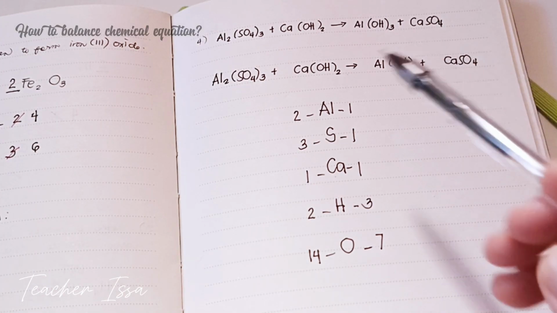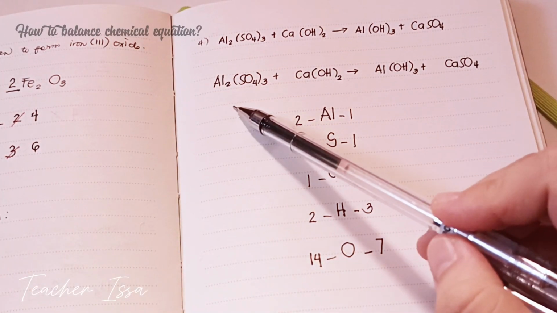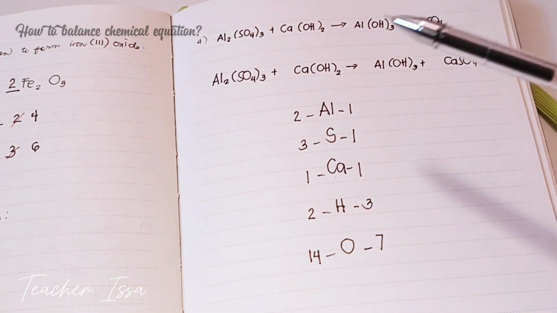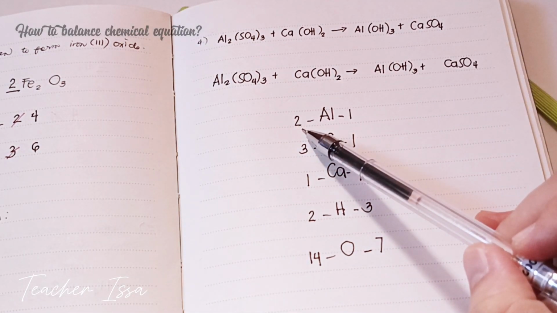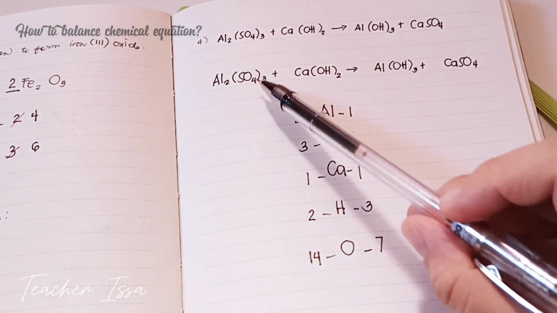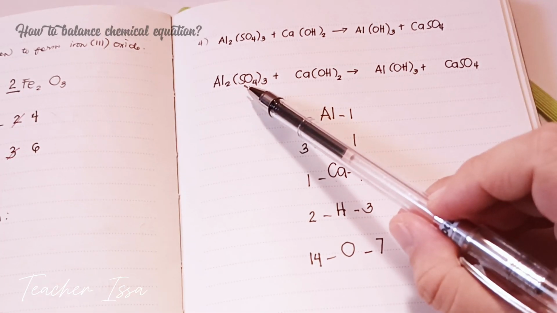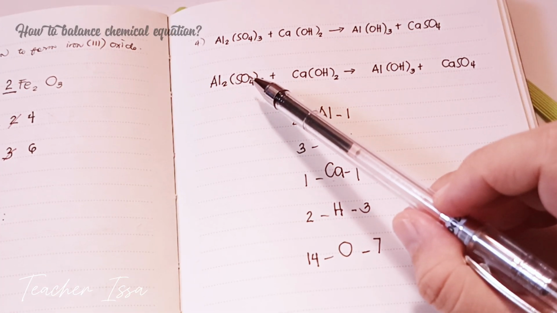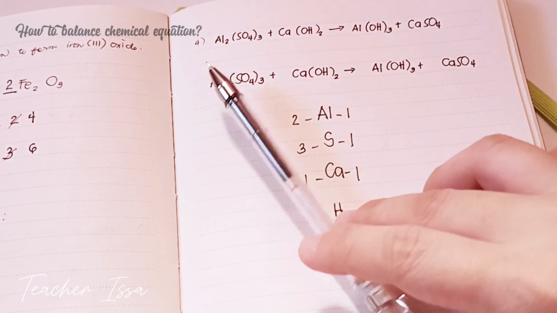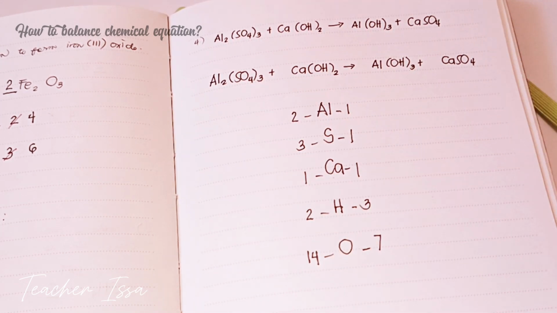Now, let's start with the most complicated compound. Class usually start with a compound that contains the most different elements. And for this chemical reaction, we will start with Al2(SO4)3. Okay? It has 2 aluminum and 3 sulfate groups.